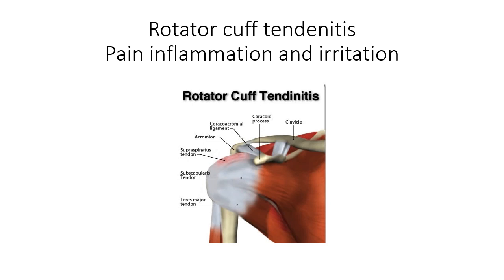Rotator cuff tendinitis. Here, the patient will present with the symptoms of rotator cuff impingement. There is pain, inflammation, and irritation of the supraspinatus tendons. The patient will have pain that awakens him from sleep, and night pain. Also, the impingement sign, which is when the patient is doing forward flexion, abduction, and internal rotation, the patient will feel pain when resisted by the examiner.